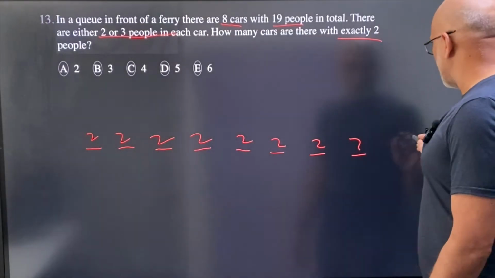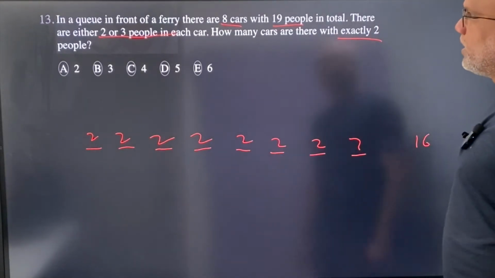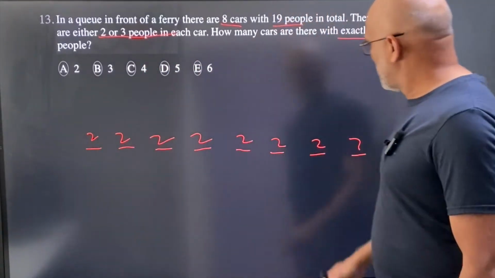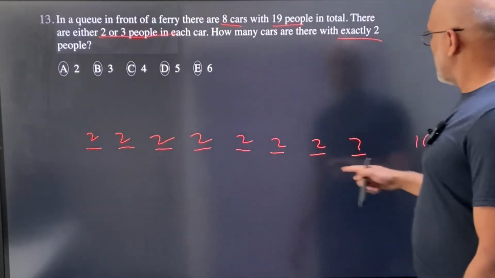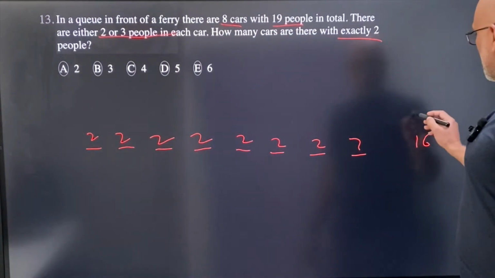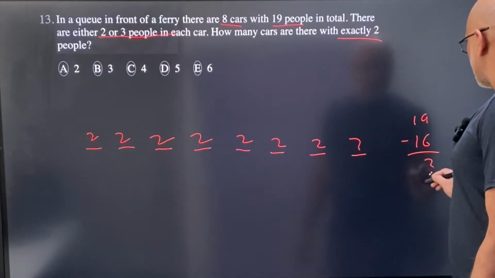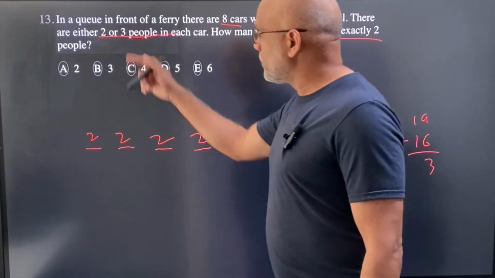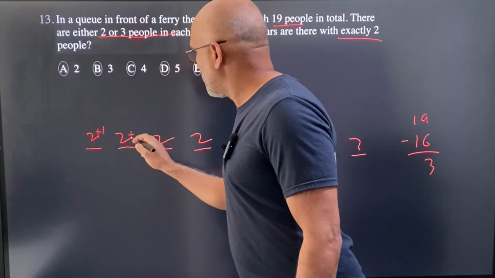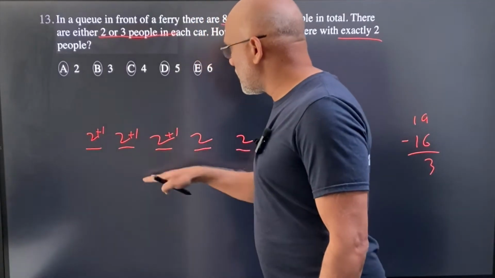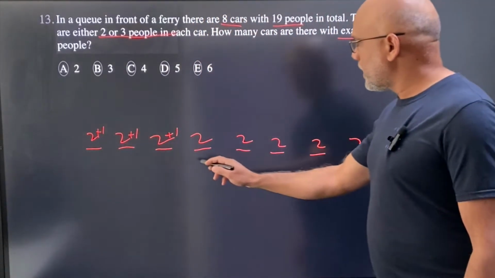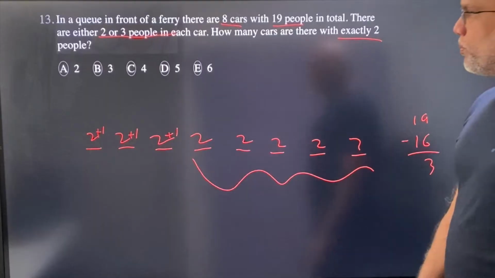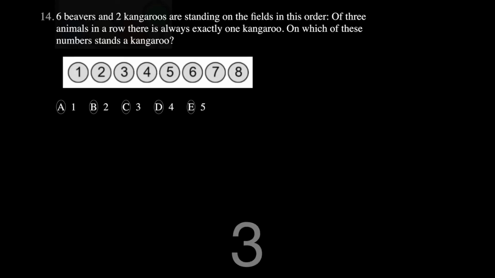There are 8 cars. So 8 times 2 is 16 people are already in the car. There can be maximum of 3 people in each car. So I can give maximum of 1 more in each. I need a total of 19 people. I have accounted already for 16. So 19 minus 16 is 3 more people I need to account for. But I can give 1 more maximum to each car because there cannot be more than 3. So I can give 1 here, 1 here, 1 here. So these 3 cars have 3 each. Then the remaining 5 cars will have exactly 2 people. Then D is the correct choice.